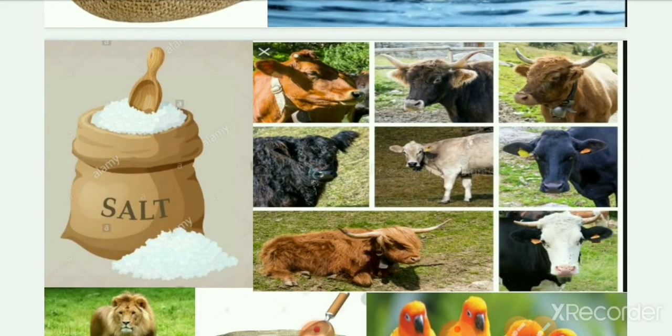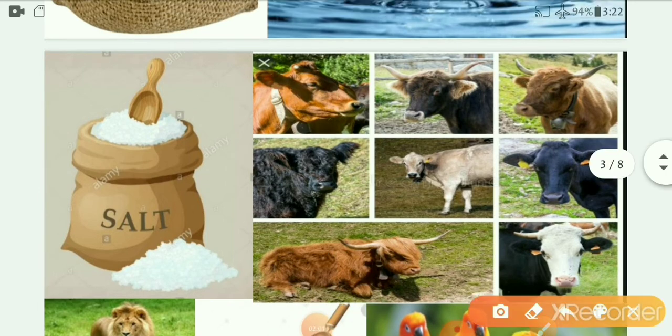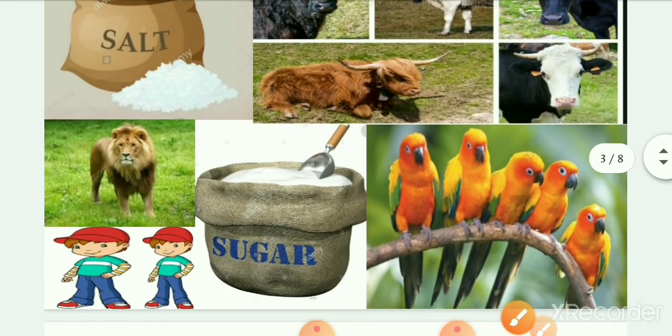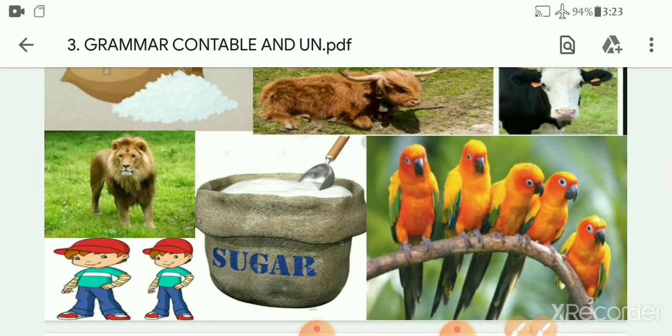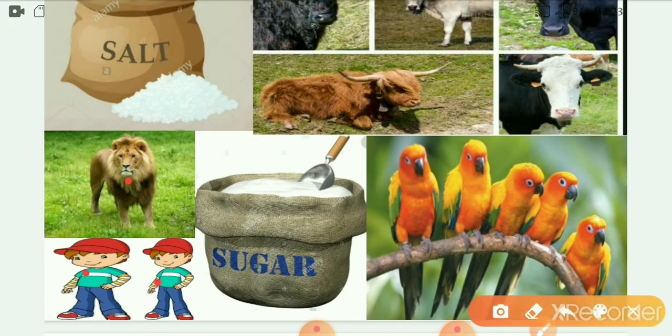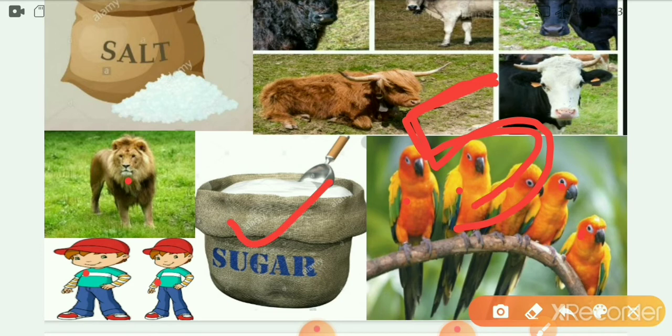Here is a picture of cows. How many cows? 1, 2, 3, 4, 5, 6, 7, 8. 8 cows here. Then next, one lion. Here one lion, 2 boys, 1, 2, 3, 4, 5 birds. You can count these, but salt and sugar, you can't count.